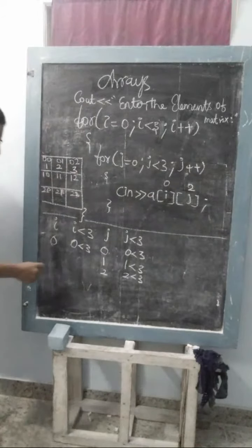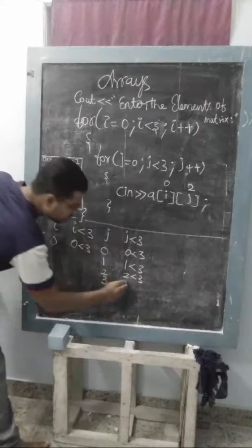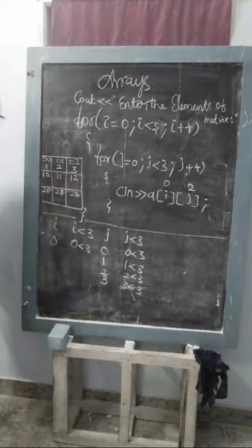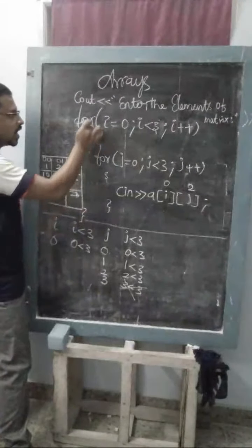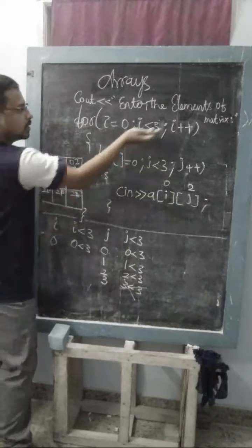Whatever value you give, the J value will be updated. 3 less than 3? The condition is false, so it will come out of the loop. So it is the border of the I loop. Once all the statements are executed, I will be updated.